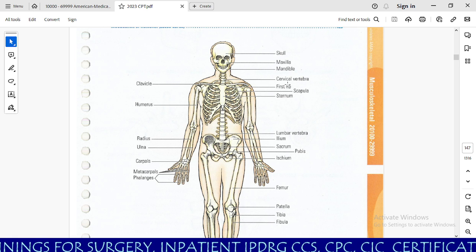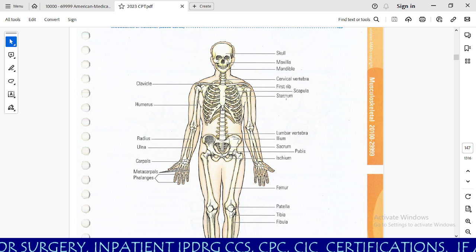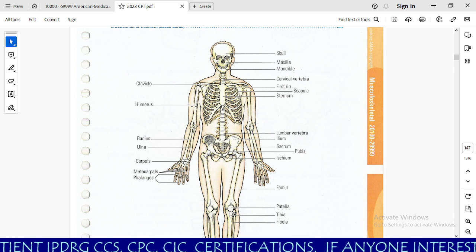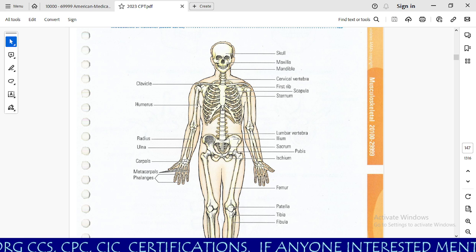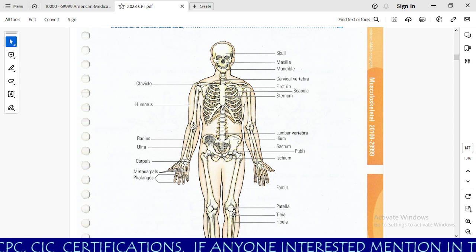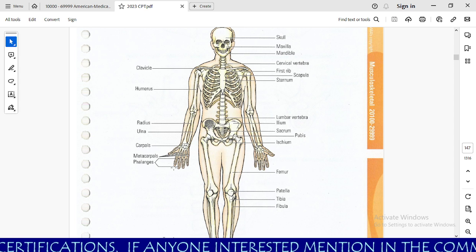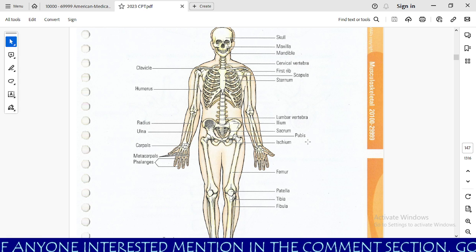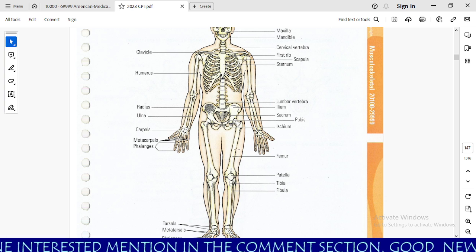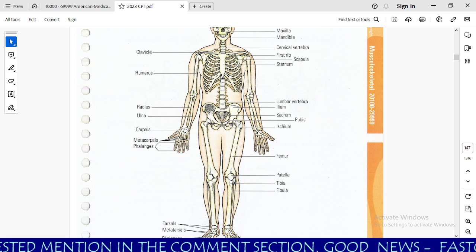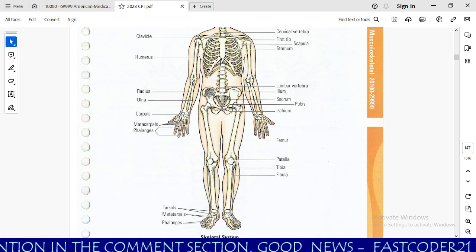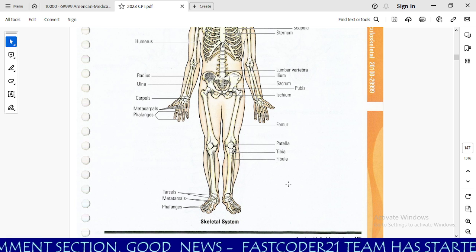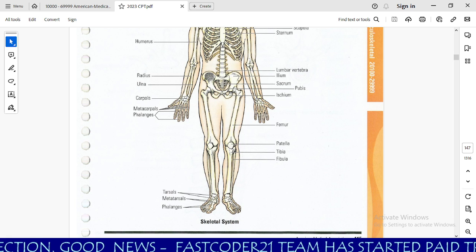Next we have cervical vertebra, first rib, scapula, sternum, clavicle, humerus. This is the humerus, which we can otherwise call the shoulder, since it is in the shoulder area. Next we have radius and ulna, carpals, metacarpals, and we have lumbar vertebra. This is the ilium part. This is the sacrum, pubis, ischium, and this is the femur, the hip area or thigh area. Also we have the patella, which we usually call the knee area. Next we have tibia and fibula, and then tarsals, metatarsals and phalanges.